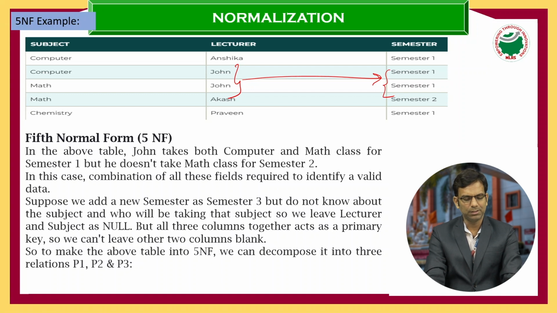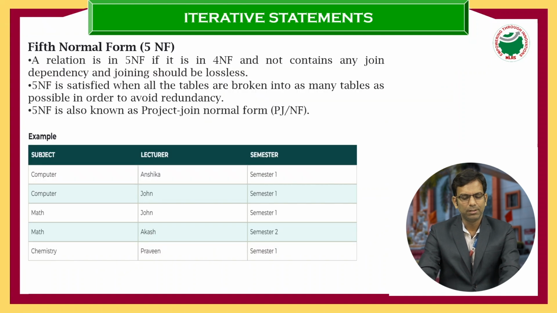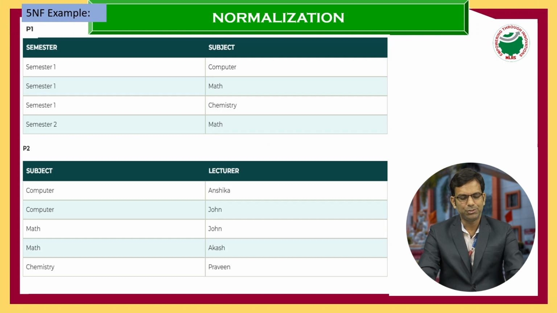Next, in this combination, suppose I would like to add data and update semester 2 and semester 3. So what do we have to do? The null values are applied if the semester data does not exist at all. But to avoid breaking the primary key columns' data, 5NF will be implemented by performing join dependency. So what is a join dependency?